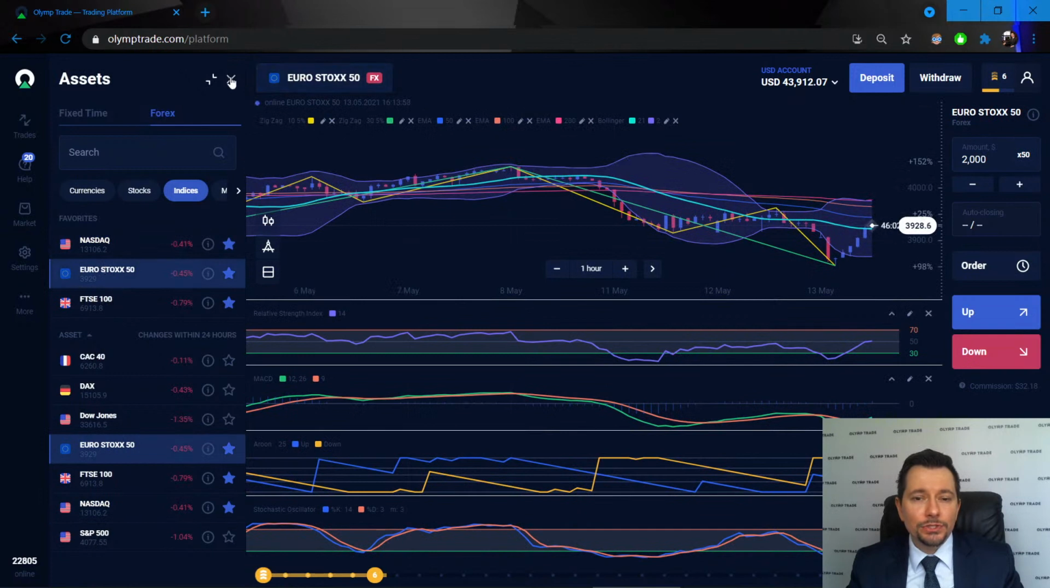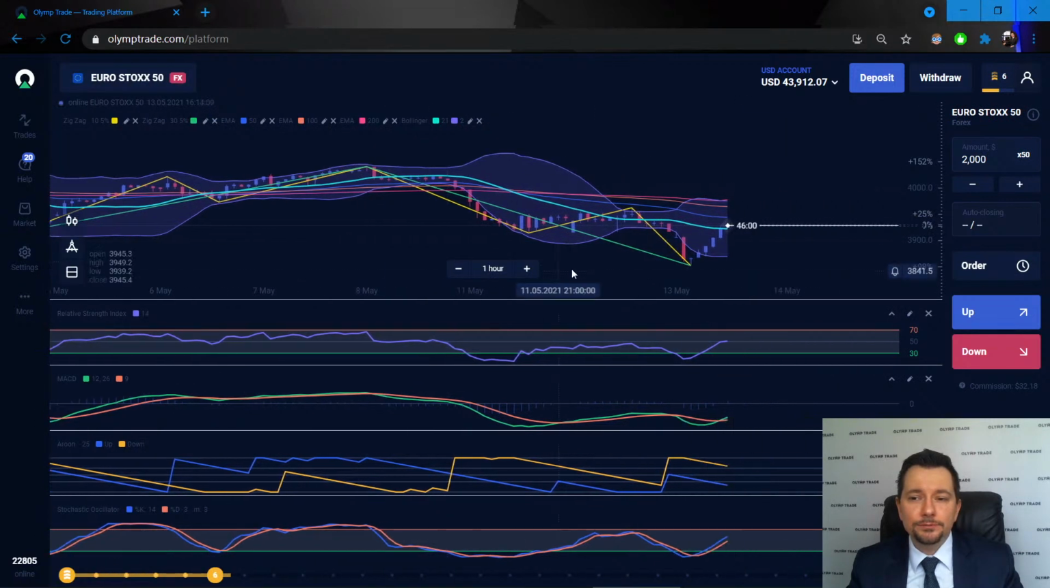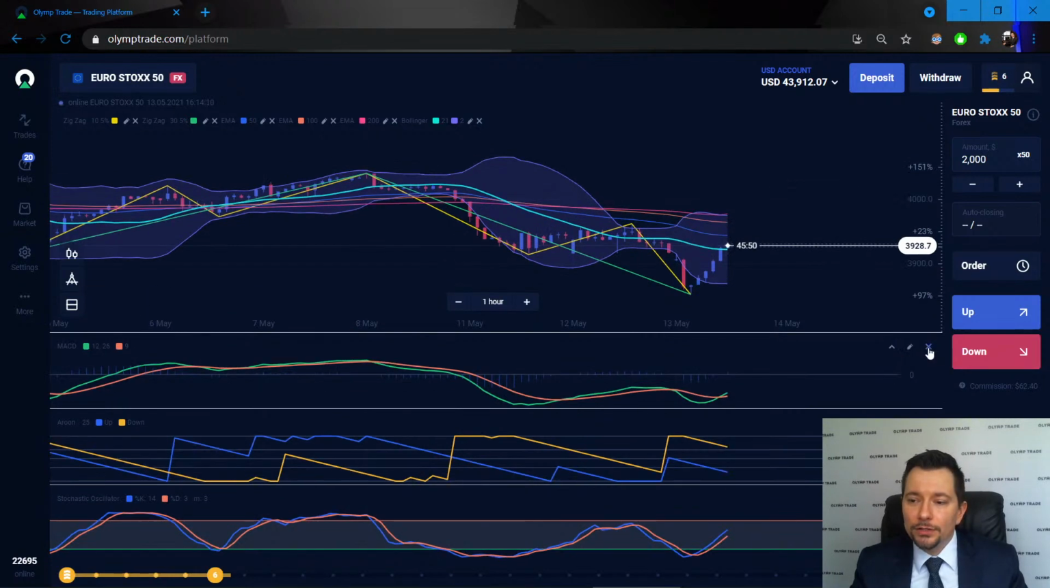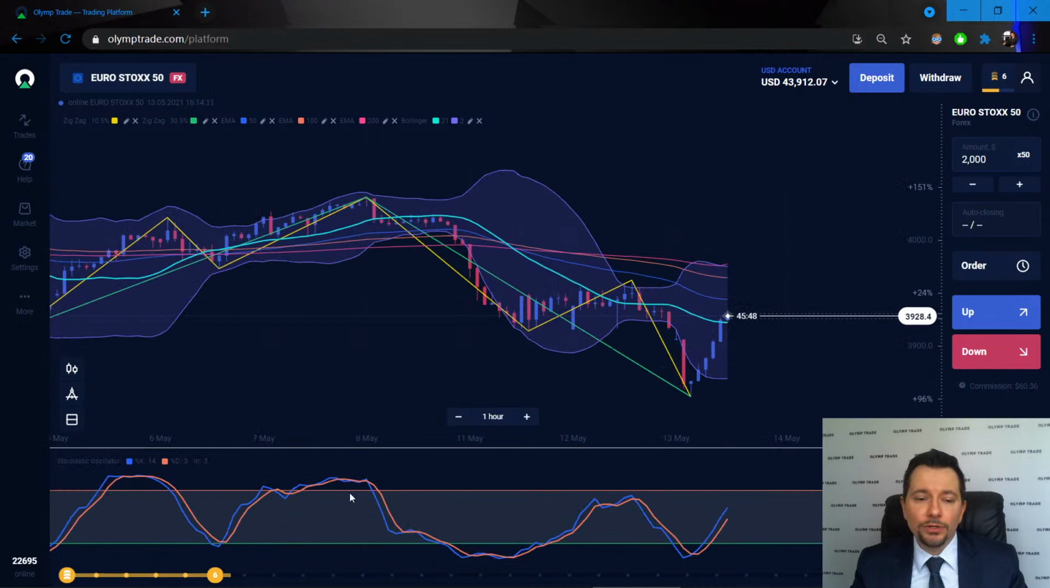Let's leave it at the Euro stocks. There we go. So two things that we can see from what an oscillator tells us. Let me go ahead and leave one on so I don't confuse you guys, and then we'll have a look at all of them. So two things you can see from the indicator.